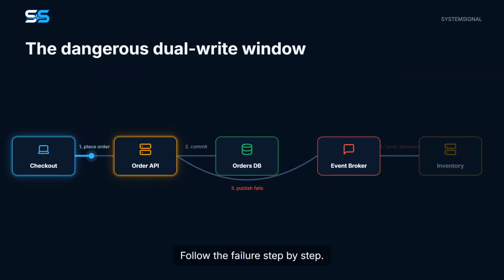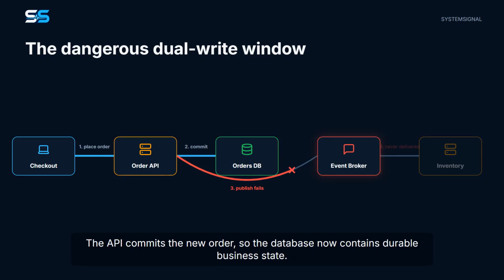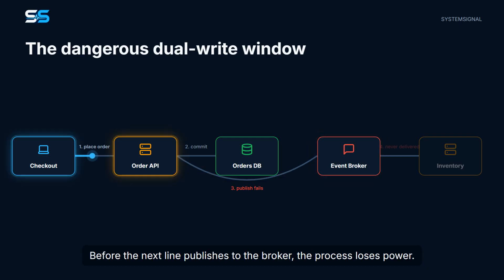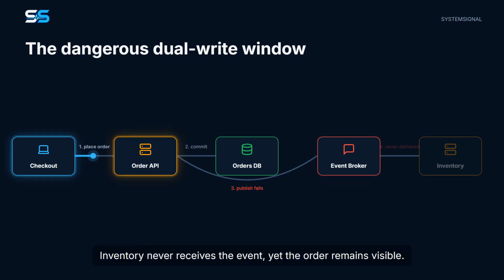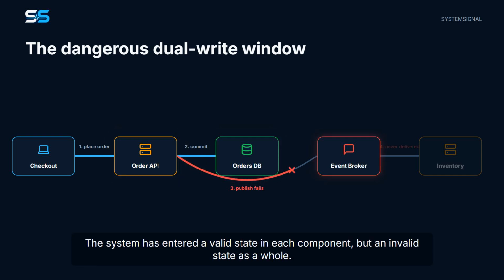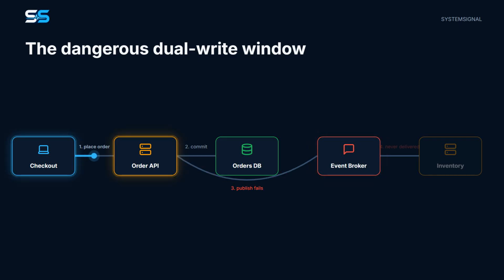Follow the failure step by step. Checkout calls the order API. The API commits the new order, so the database now contains durable business state. Before the next line publishes to the broker, the process loses power. When it restarts, the original request is gone. Inventory never receives the event, yet the order remains visible. The system has entered a valid state in each component, but an invalid state as a whole.